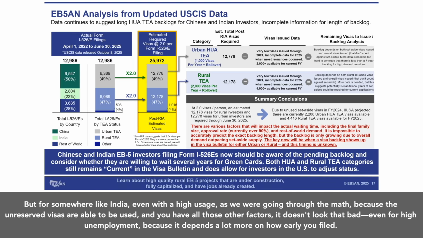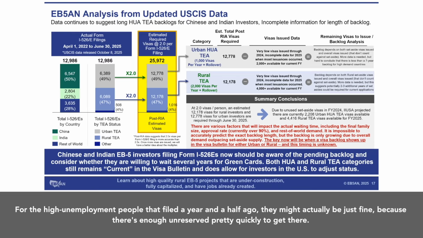But for somewhere like India, even with the high usage, as we were going through the math, because the unreserved visas are able to be used and you have all those other factors, it doesn't look that bad, even for high unemployment, because it depends a lot more on how early you filed. For the high unemployment people that filed a year and a half ago, they might actually be just fine because there's enough unreserved pretty quickly to get there.